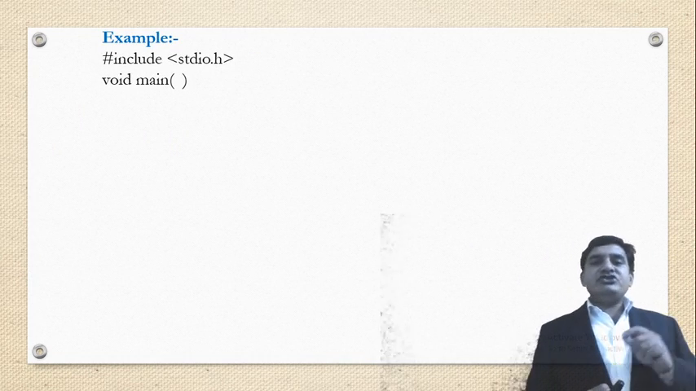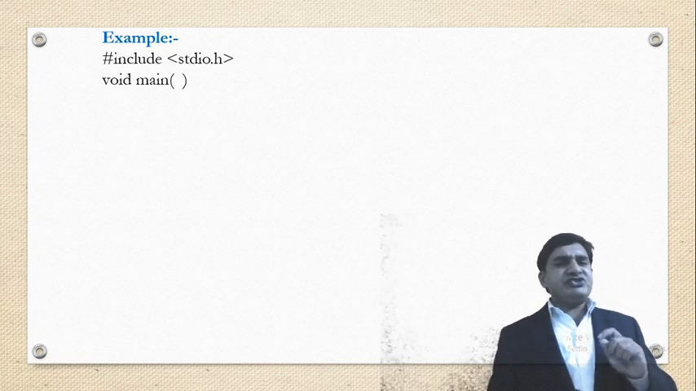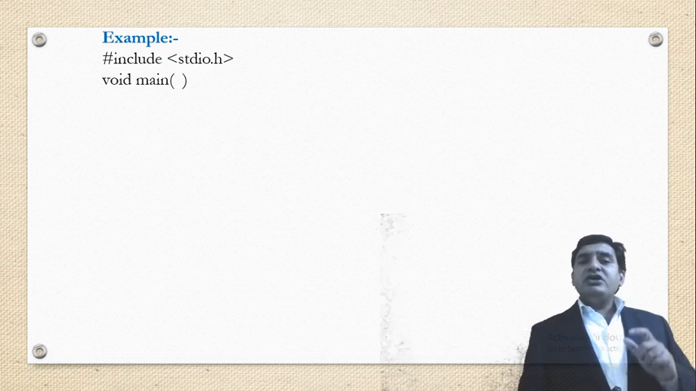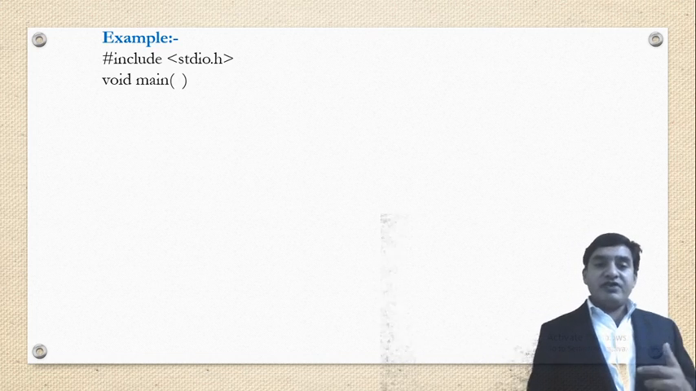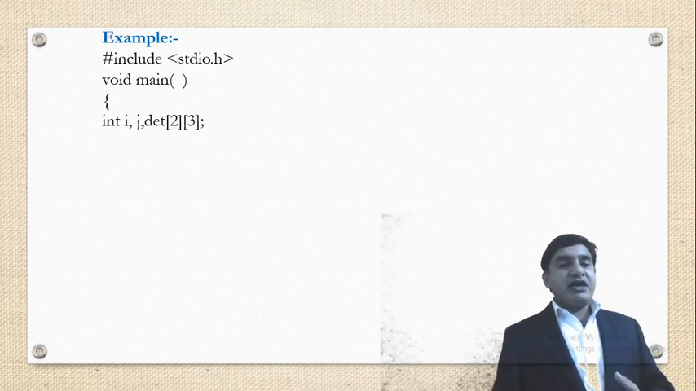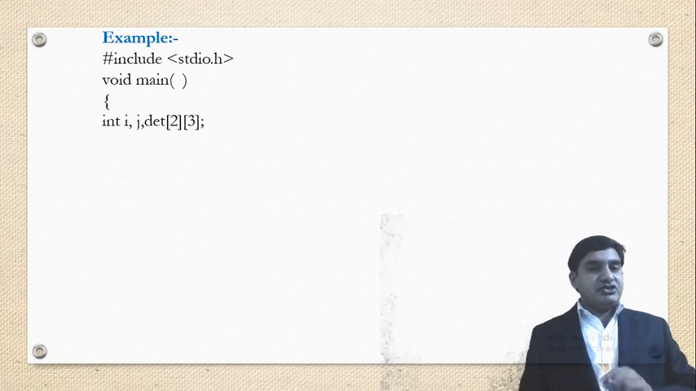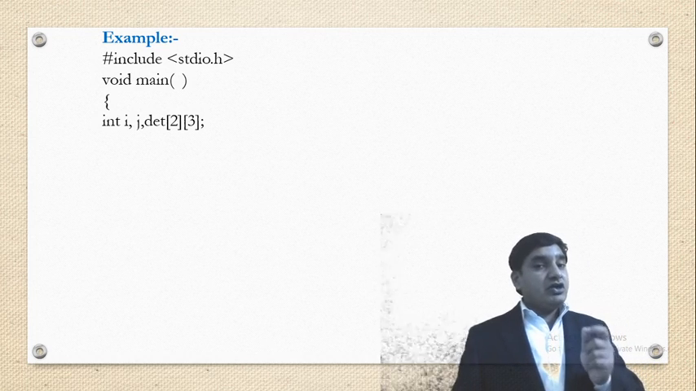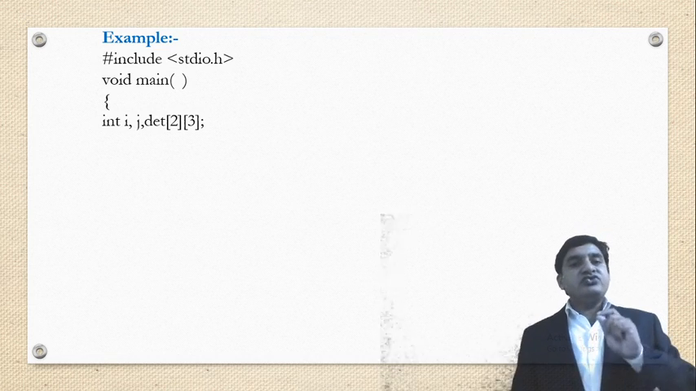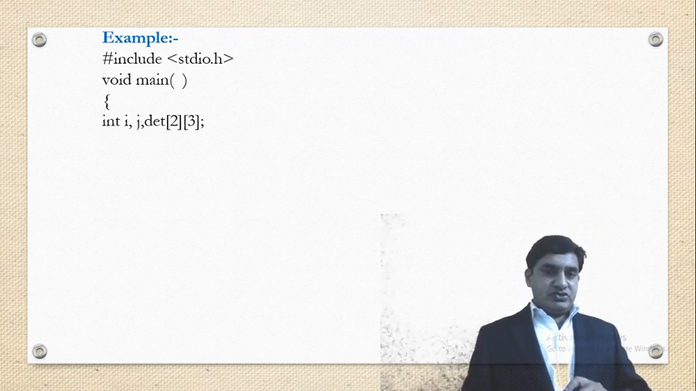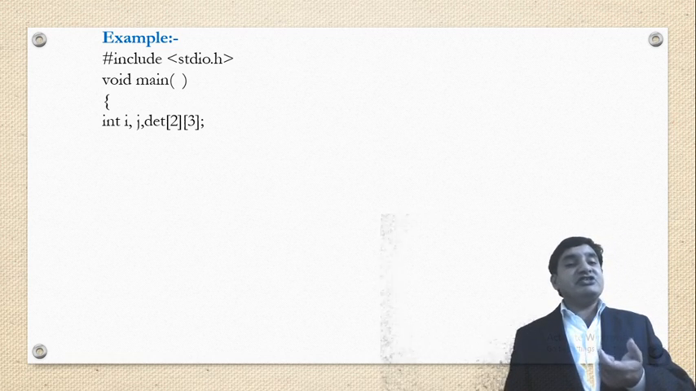Example: hash include stdio.h. Hash include is a preprocessor directive. Stdio means standard input output. Dot h means header file. Void main function, then the open curly bracket, int i, j. I and j are integers. det 2 3, where 2 represents the number of rows and 3 represents the number of columns. This is the initialization of an array.